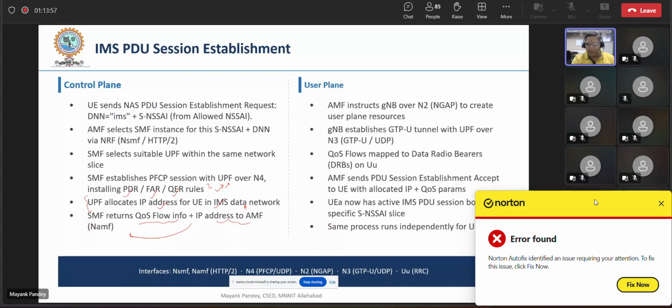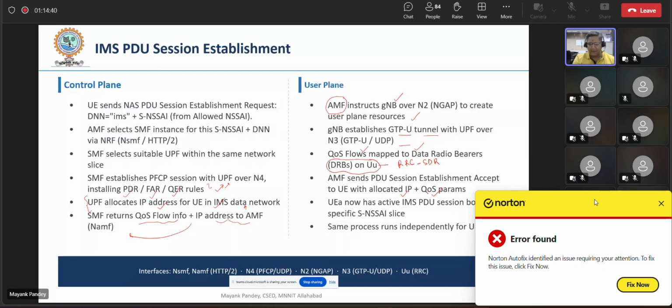Once the AMF gets what the quality of service and everything is, depending upon that, it instructs the gNB to create user plane resources. The gNB establishes a GTP-U tunnel with the UPF over the N3 interface. Whatever QoS data is there is mapped on the Uu to RRC and the radio, because there also we need the same QoS on the radio link. So how to manage that QoS that has been installed? The AMF sends a PDU session establishment accept to the UE with the allocated IP and QoS parameters.